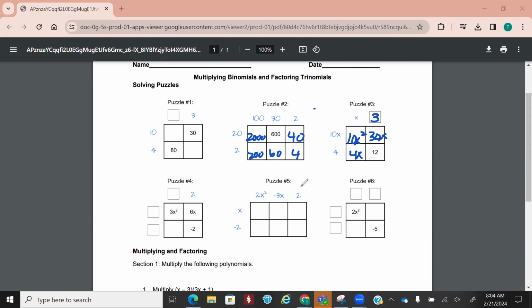Okay, and sometimes you have to kind of work around it. There's always a question on the EOC that does something like this where they leave blank spaces. You kind of have to know what you're dealing with. All right, now this one we have to work backwards. 2 times what would give us -2? Well, that's -1. Okay, 2 times what would give us 6x? That's 3x. What times 3x would give us 3x squared? That's 1x. X times -1 is -1x.